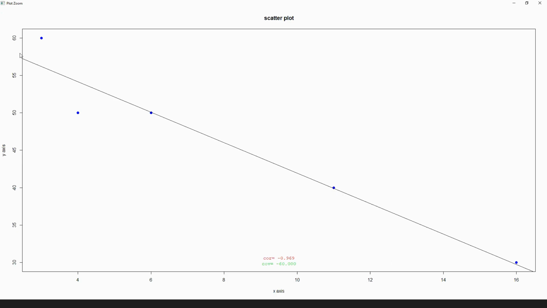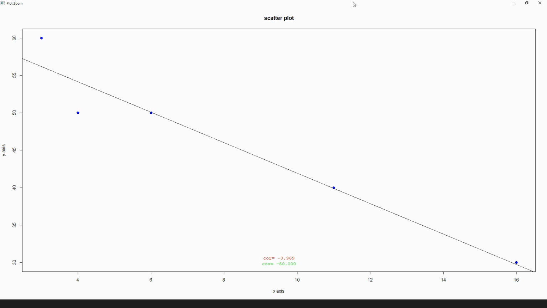Since we can see that the straight line almost perfectly fits our data, we can say that in this case the correlation and covariance coefficients are meaningful, because the linear relationship describes our data perfectly.